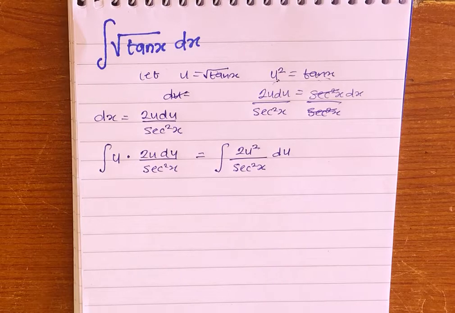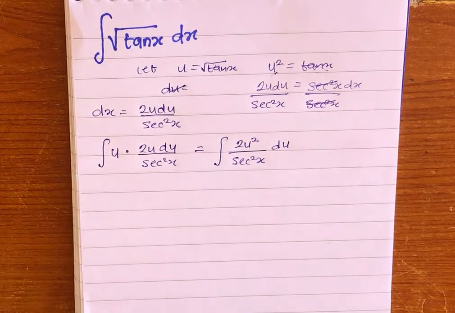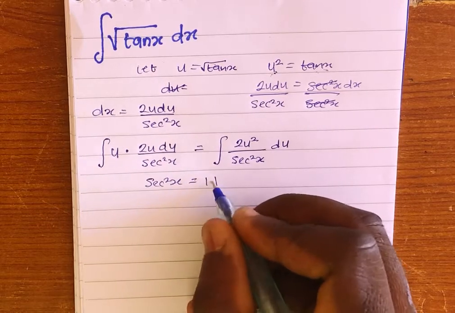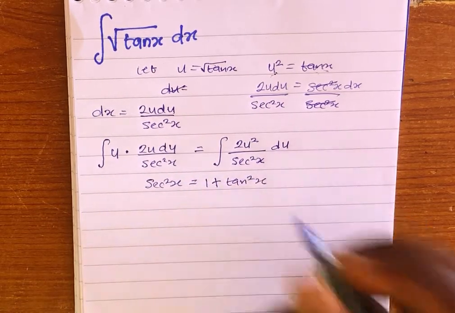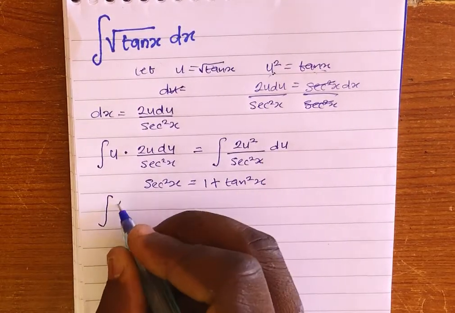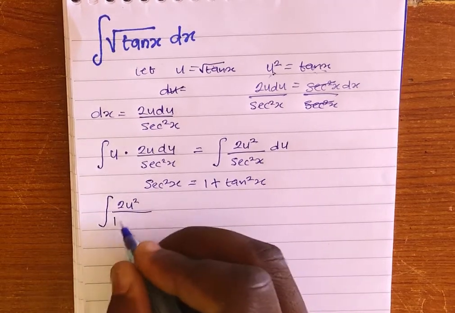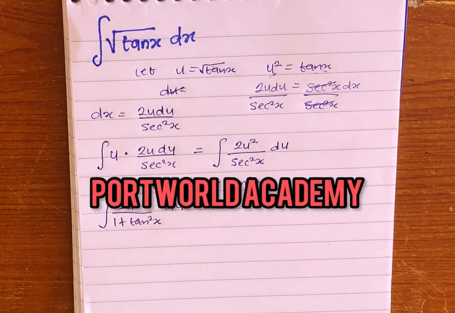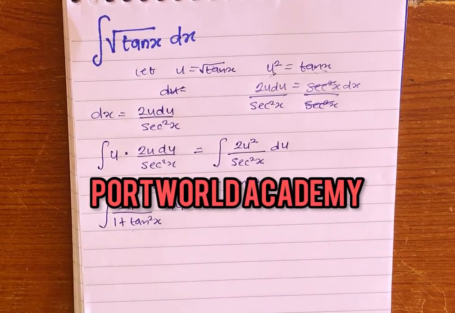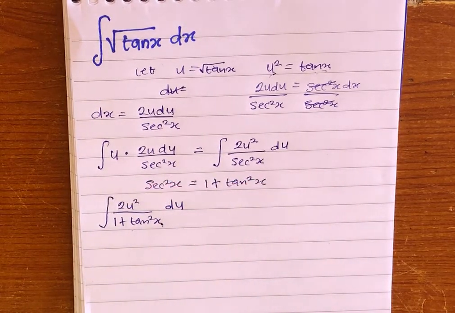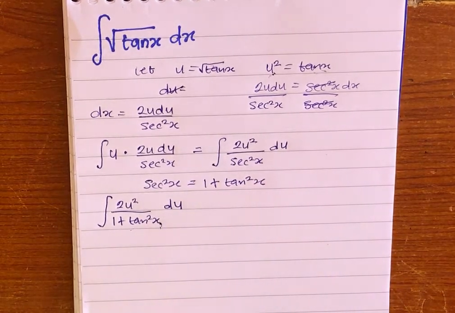But here we are going to use a little trig identity. We can recall from our trigonometric identities that sec square x is the same thing as 1 plus tan square x. Let's fill this back. We have the integral of 2u square divided by 1 plus tan square x du. But if we look at this very well, we cannot integrate because the x here is supposed to be in terms of u, in order for us to integrate.